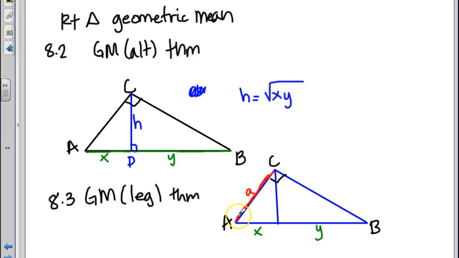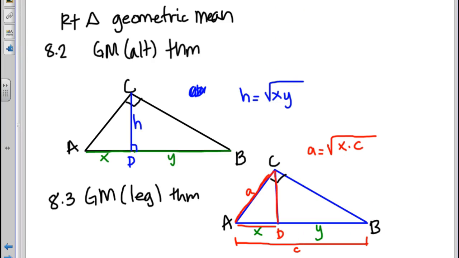So the length of AC, the leg of the big triangle, is equal to the geometric mean between the section, so here's my altitude. So it's equal to the section that's adjacent to it multiplied by this whole thing. So let's call this C, right? So it's equal to the section that's touching it, adjacent to it. We've talked about adjacent sides, multiplied by the whole thing, all the way across the whole hypotenuse.